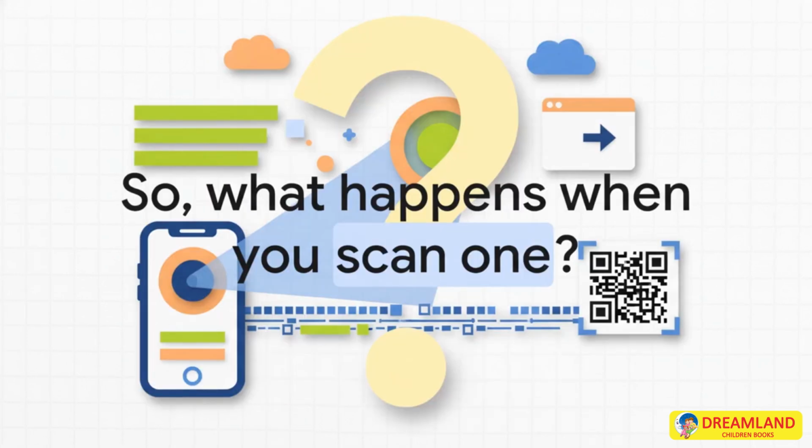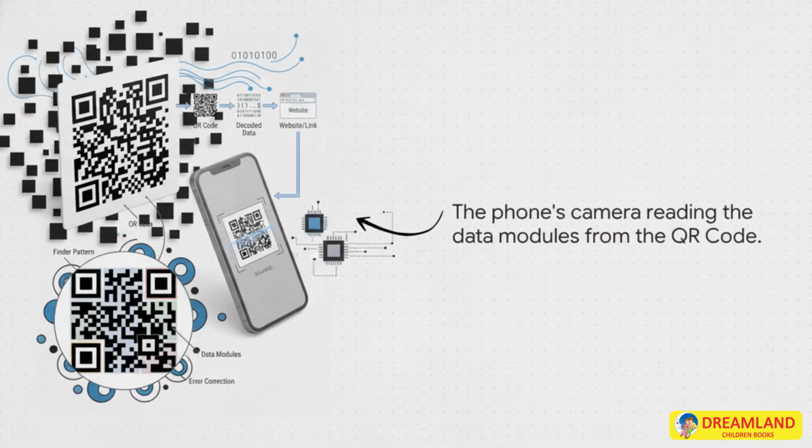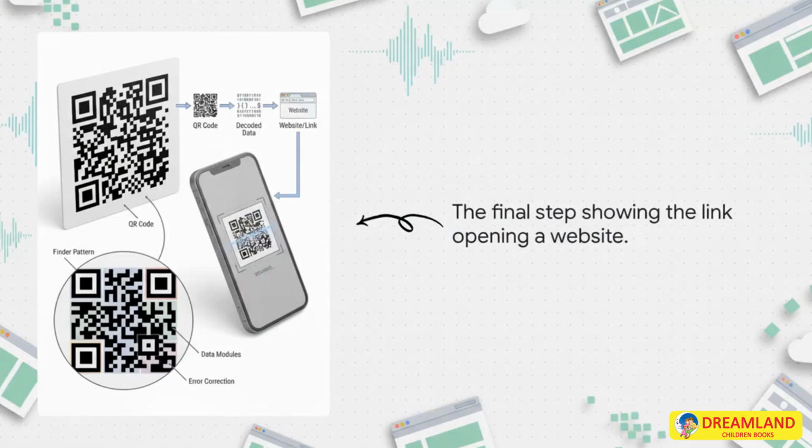So what's actually happening when you point your phone at one of these? First, your camera grabs the image and finds those 3 big squares to line it up. Then it scans every little dot, turning the pattern into a string of 1s and 0s. That binary string gets processed into something readable. We call this the decoded data. And if that data is a website link, your phone just opens it right up.